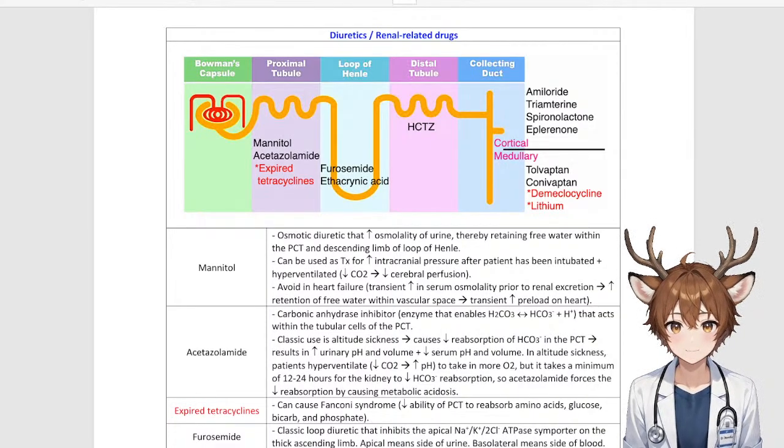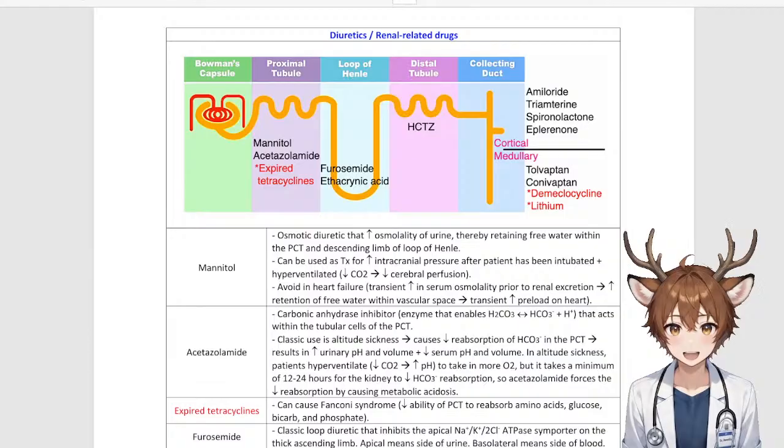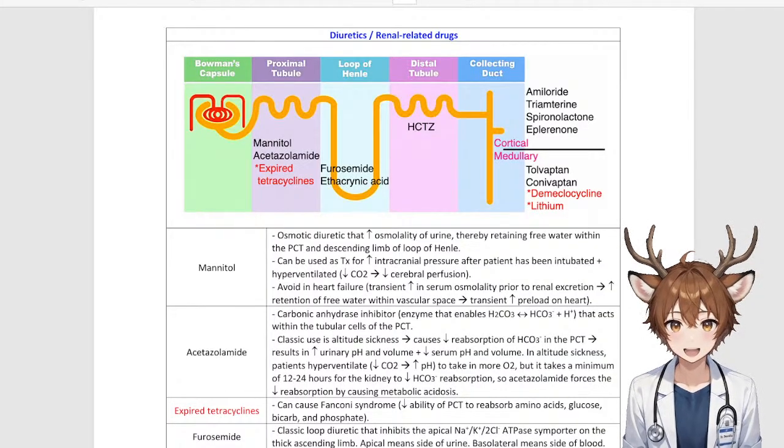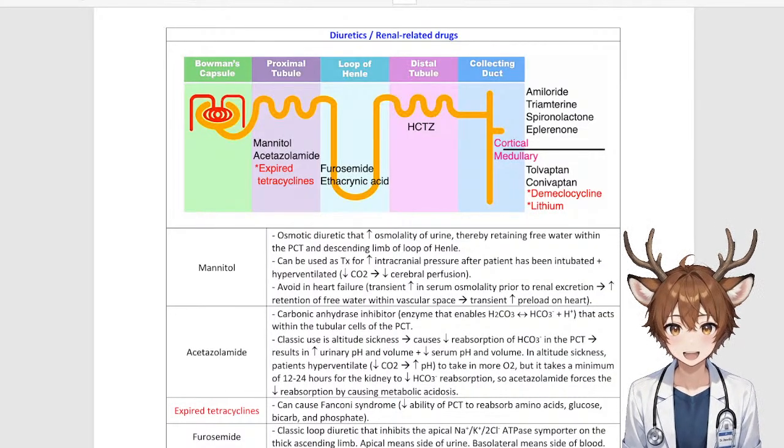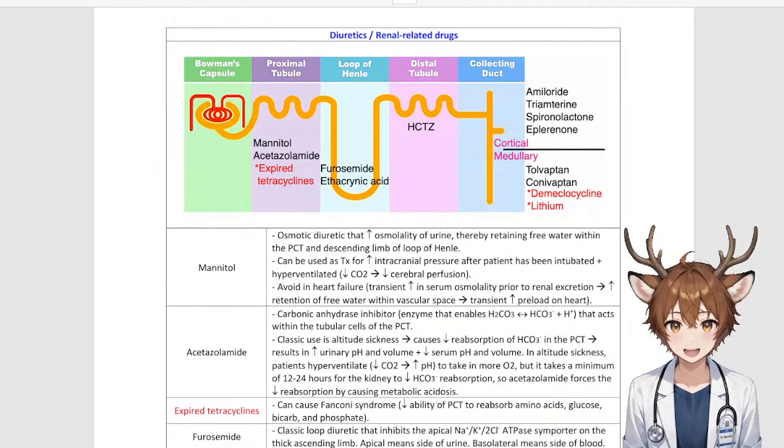What about acetazolamide? It is a carbonic anhydrase inhibitor, an enzyme that enables carbonic acid to convert to bicarb plus hydrogen ion, and it acts within the tubular cells of the PCT. Classic use is altitude sickness, and it causes a decrease in reabsorption of bicarb in the PCT. This results in an elevation in urinary pH and volume, plus a decrease in serum pH and volume. In altitude sickness, patients hyperventilate, decreasing CO2 and increasing their pH to take in more oxygen, but it takes a minimum of 12 to 24 hours for the kidneys to decrease bicarb reabsorption, so acetazolamide forces the decrease in reabsorption by causing metabolic acidosis.